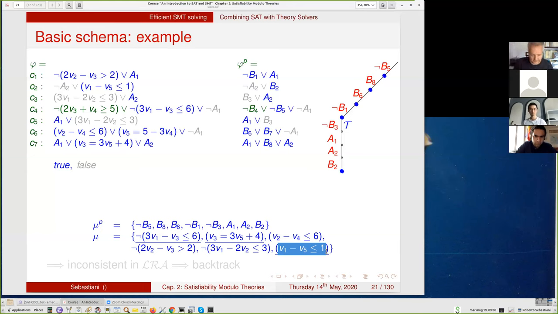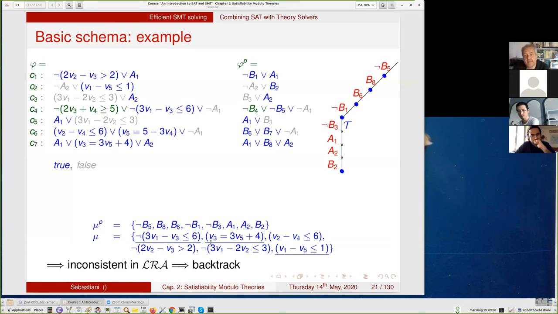So the idea is that the theory solver returns unsat, in the simplest possible form. Which means that the SAT solver in some way has to find a new assignment. If the theory solver had returned sat, then we would have been done. We could stop and conclude that the formula is satisfiable.